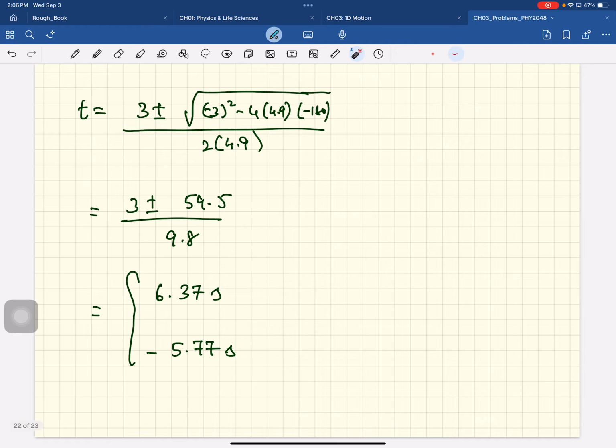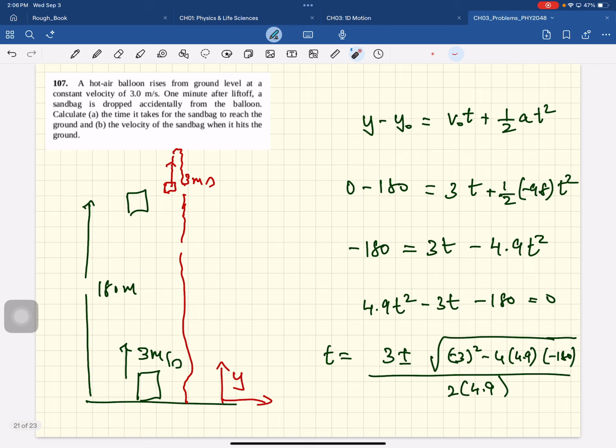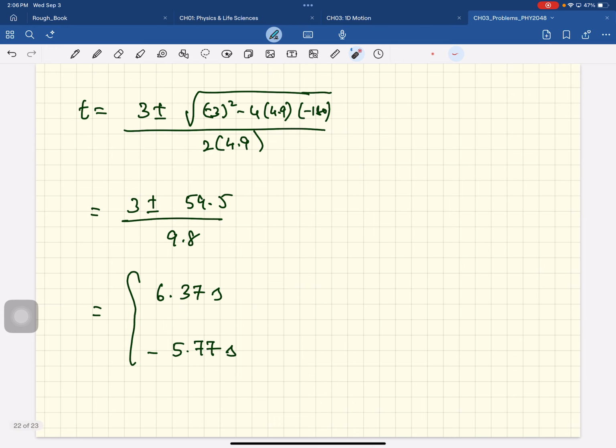What is it that we're finding? If this is t equal to 0 seconds, after 6.37 seconds, it will be on the ground.